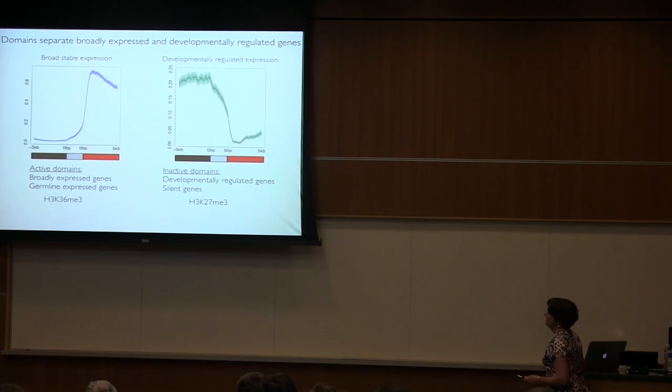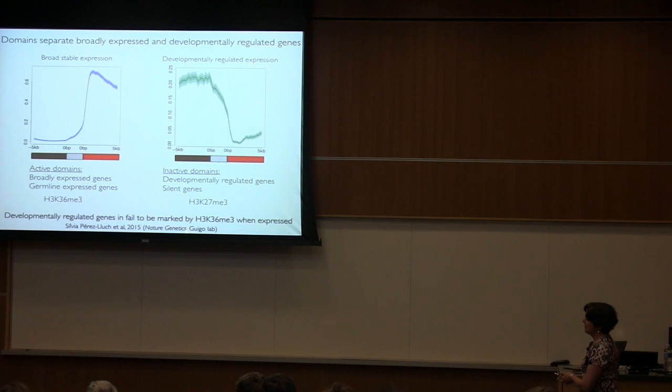Now, one very striking and very interesting thing is that a paper last year from the Guigo lab, looking mainly in Drosophila, found that developmentally regulated genes fail to be marked by H3K36 when they're expressed. And again, that's very similar to what we're finding here. Despite H3K36 being a mark of, say, transcription elongation, it doesn't seem to be always found during transcription elongation. If a gene is, for example, temporally regulated, it doesn't seem to acquire H3K36 in Drosophila in this paper, and essentially we don't see that either here.